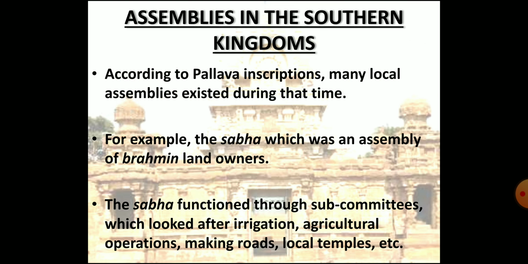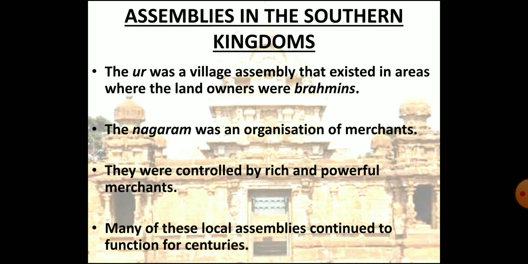Now let's learn about the assemblies in the southern kingdoms during this period. There were several local assemblies mentioned in the inscriptions of the Pallavas. For example, the Sabha, which was an assembly of Brahmin landowners. This assembly had various subcommittees, and each subcommittee had a specific task or function, such as irrigation, cultural activities, making roads, local temples, etc.